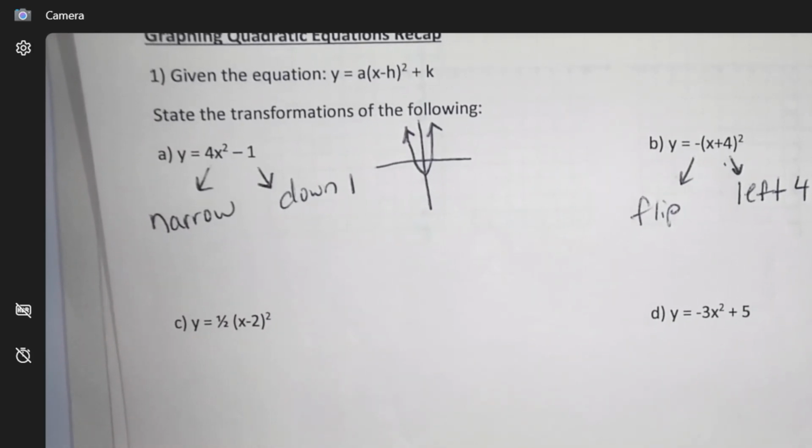So this is my understanding of what it would look like. It is shifted left and it's opening in a downward direction. Now it's flipping.